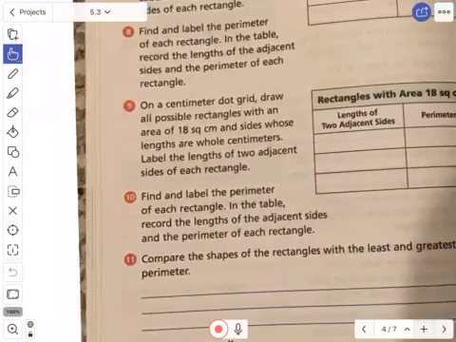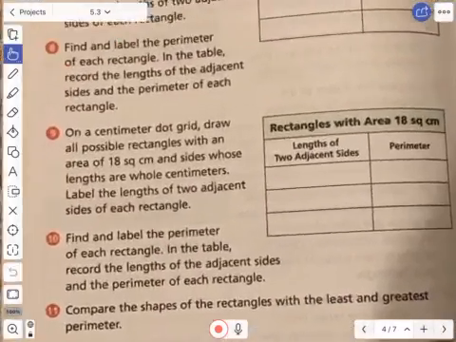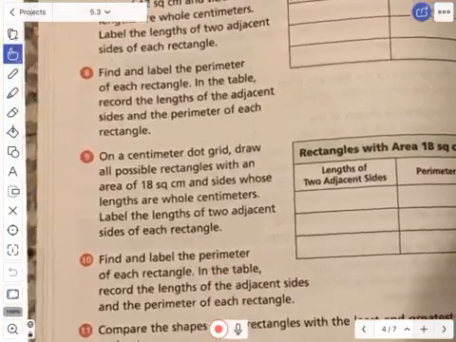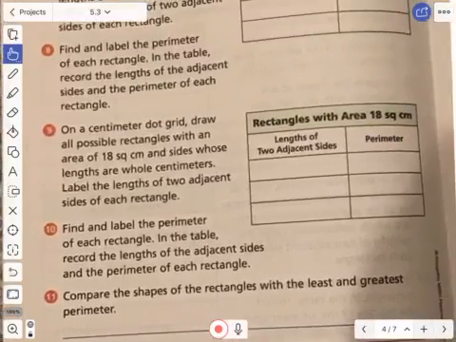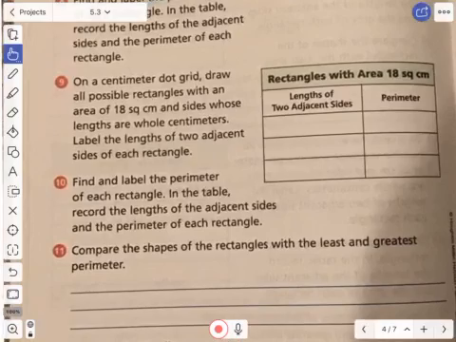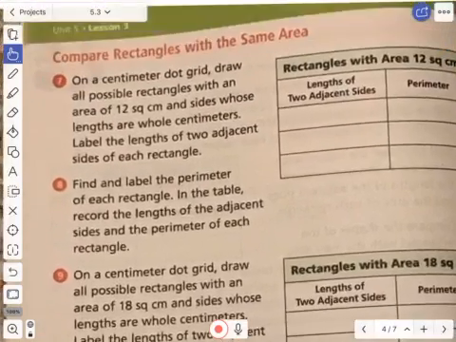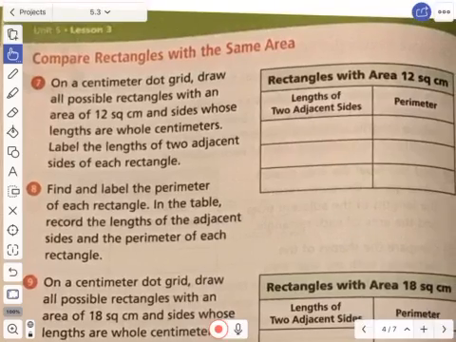And then we're going to be doing it for an 18. So we start with 12, and then we do 18, and then at the very bottom, we're going to do just a big comparison, between the rectangles with the least perimeter and the greatest perimeter. So we're just going to start with 12 here. I'm going to give you one example here.